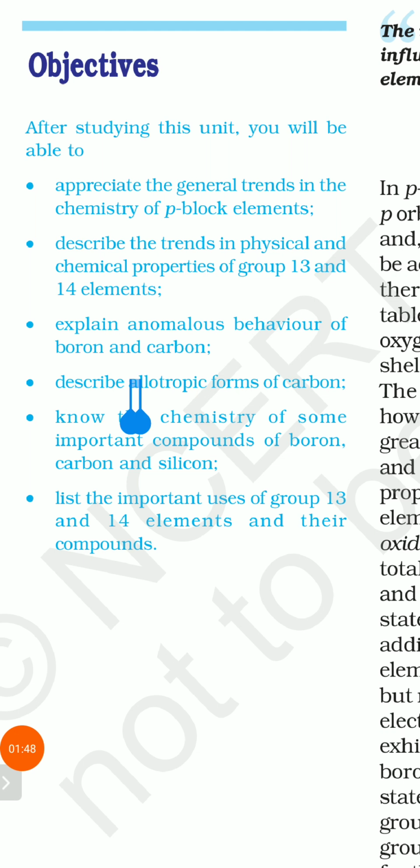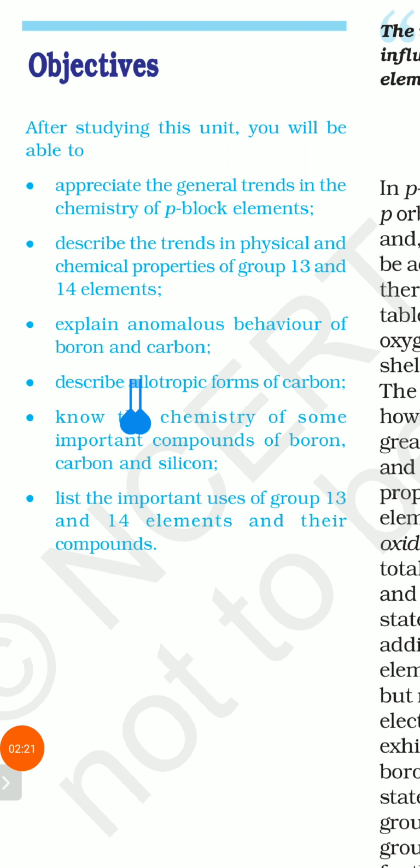Next one, some important compounds. Boron family, that means 13th group element, the first element, boron. What are the compounds formed by boron? Next, carbon, what type of compounds it forms. Next, silicon, what type of compounds it forms. So some important compounds of boron, carbon, silicon. Only these three elements' compounds you are going to learn there.